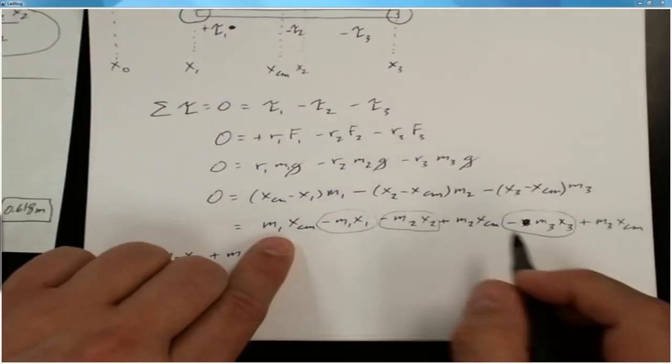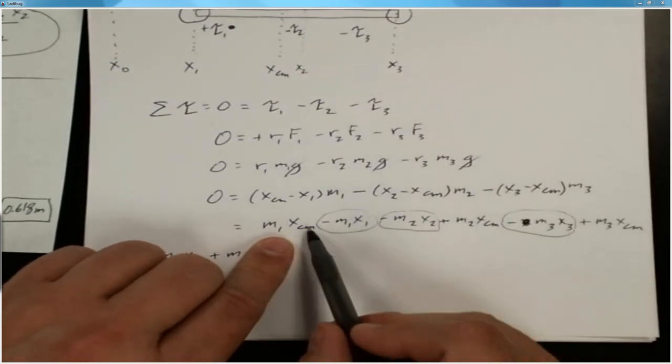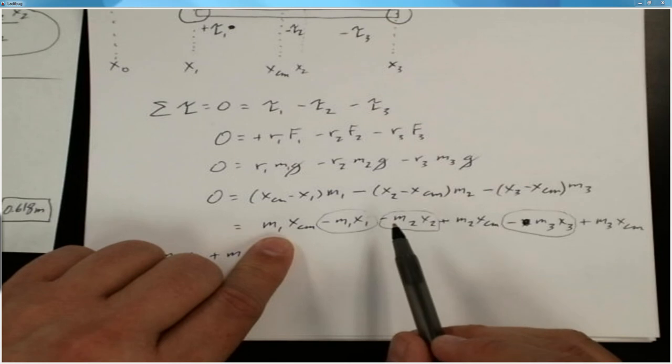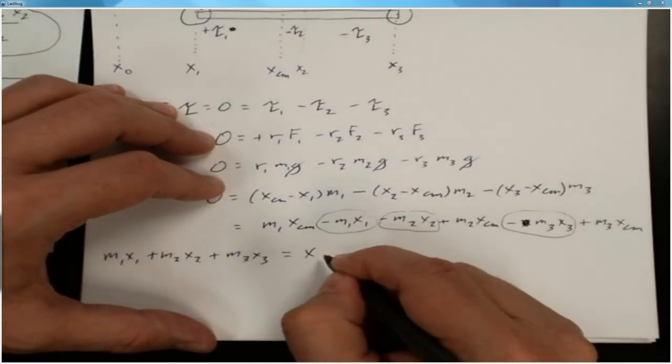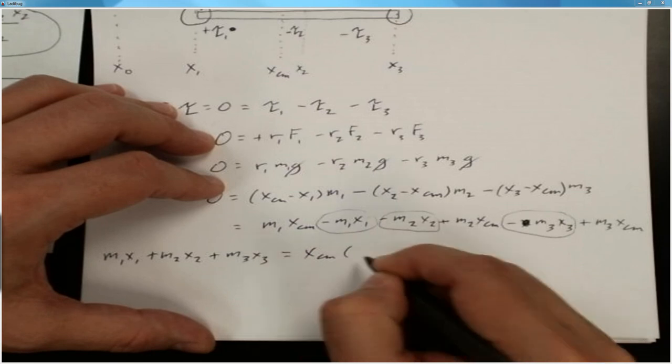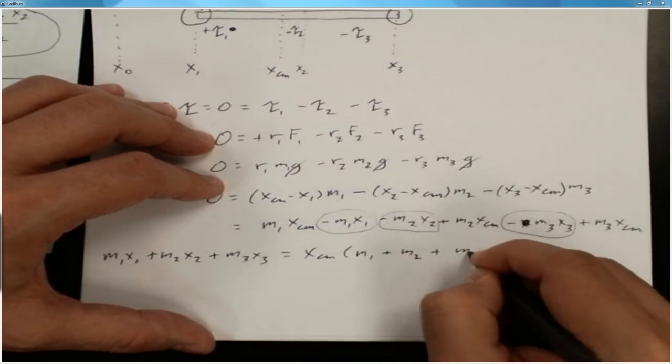Oh, look, all of them have x sub Cm in it. So I'm going to just skip a step. I can pull an x sub Cm out of these three and leave behind M1 plus M2 plus M3. So x sub Cm times M1 plus M2 plus M3.